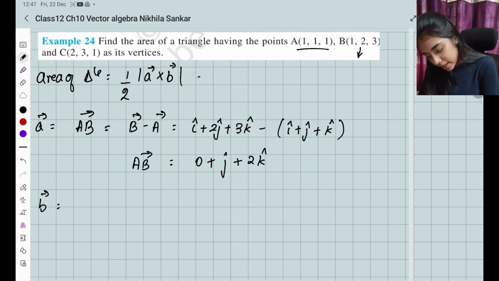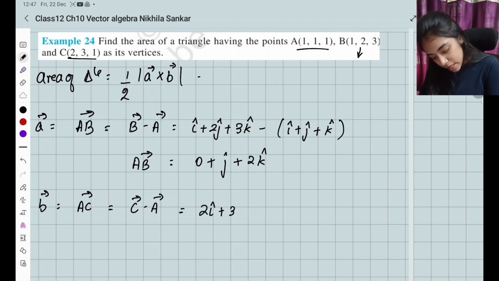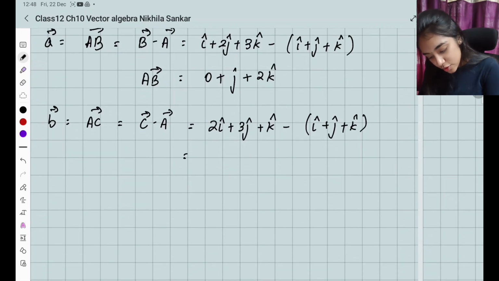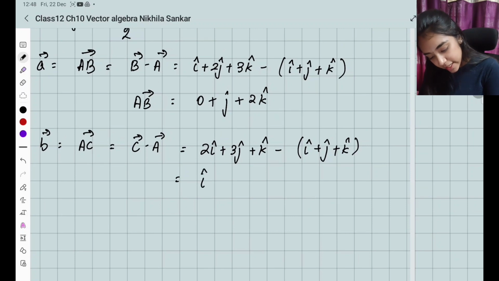Now what is the other vector? I'll take AC. So this is going to be C minus A. What is C? 2, 3, 1. So I have 2i cap plus 3j cap plus k cap minus vector A. Again I have i cap, j cap, k cap. So 2i minus i is going to be i cap, 3j minus j is going to be plus 2j cap, k minus k becomes 0.